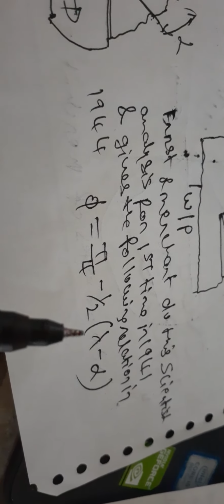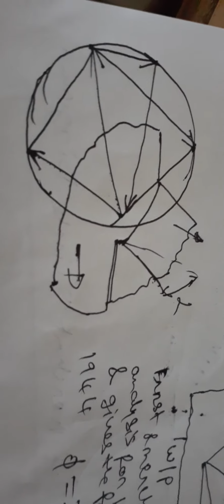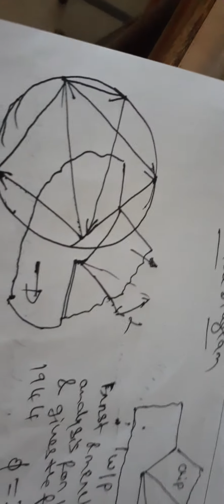Ernst and Merchant did this analysis for the first time in 1941 and gave the following relation in 1944: phi is equal to pi by 4 minus half lambda minus alpha. So the merchant circle diagram is constructed to ease the analysis of cutting forces acting during orthogonal cutting of a workpiece, that is 2D. It is convenient to determine various forces and angles.